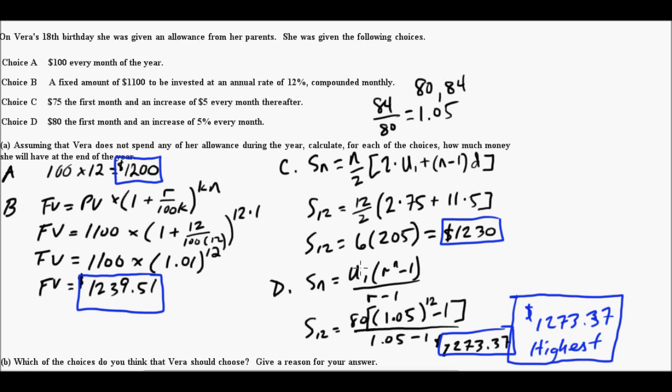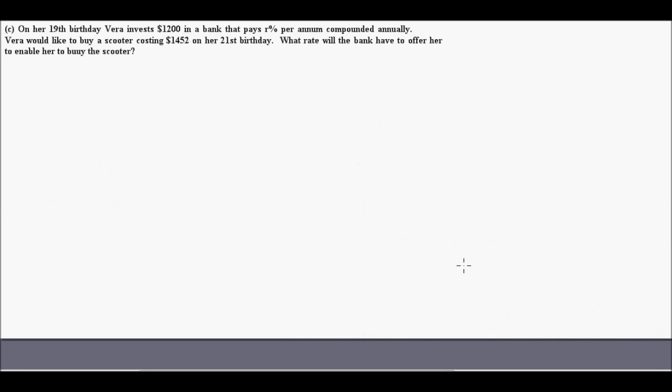All right, let's move on to the third part of this problem. Okay, so the third part says on her 19th birthday, Vera invests $1,200 in a bank that pays R% interest per annum compounded annually. Vera would like to buy a scooter that costs $1,452 on her 21st birthday. What rate will the bank have to offer her to enable her to buy the scooter? Ooh, I spelled buy wrong there.